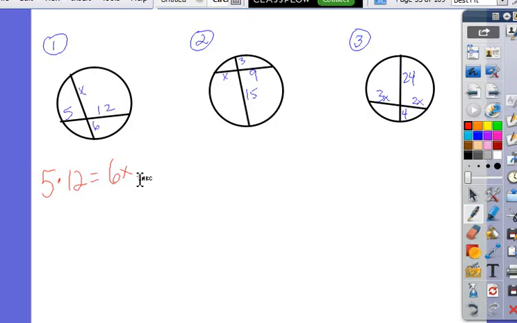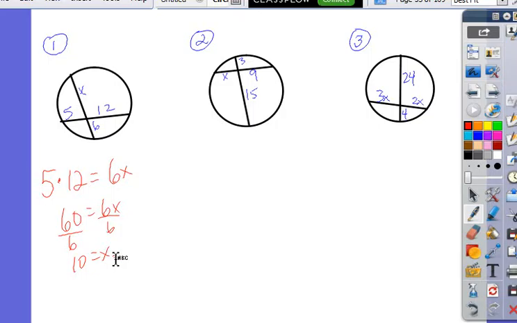So what do I get? 5 times 12. 60 equals 6x. Then I divide and get 10 from my answer. All right. See if you can do the second one. We'll have to do the third one together.